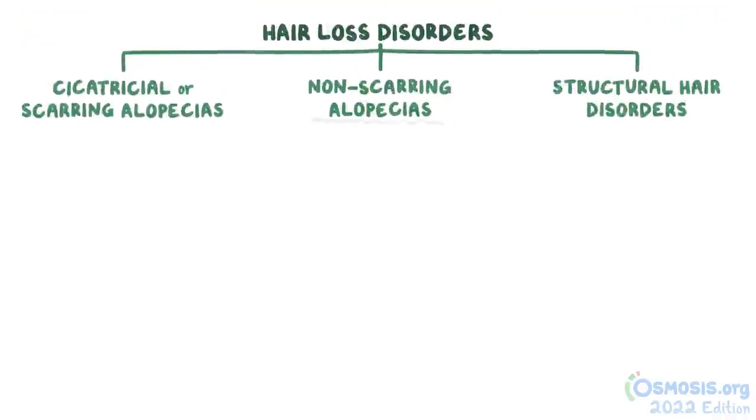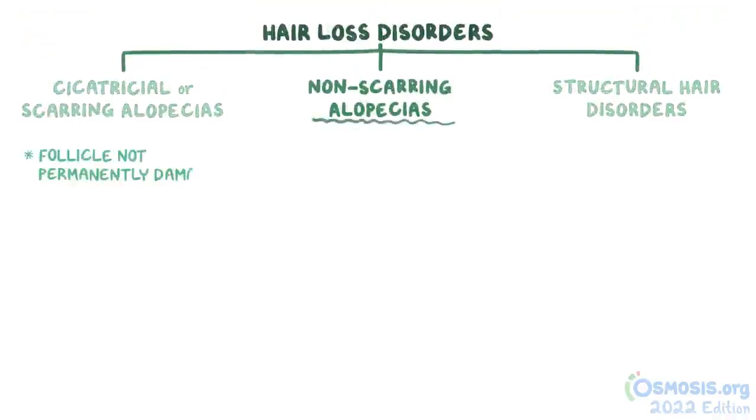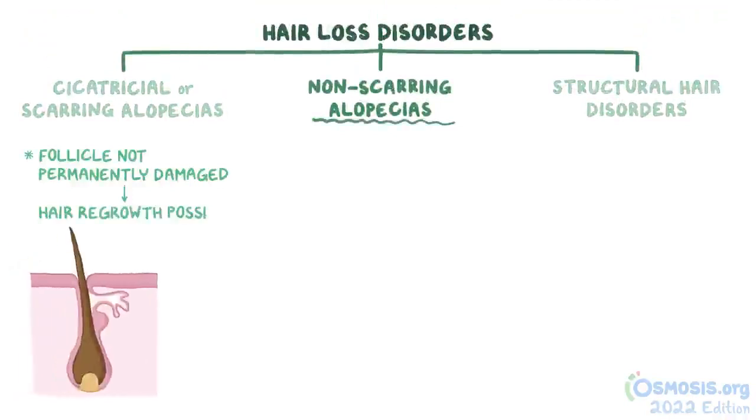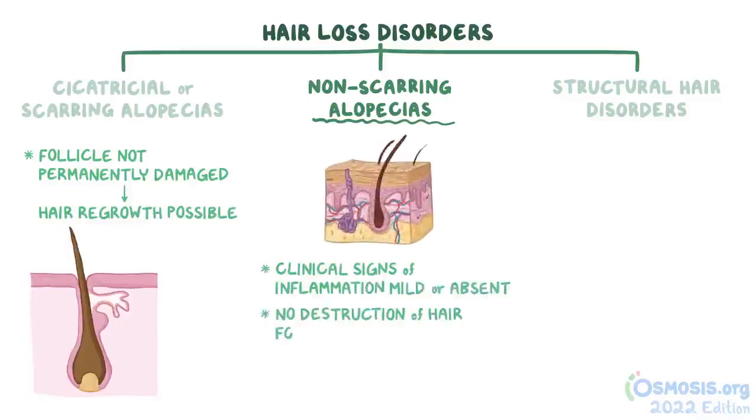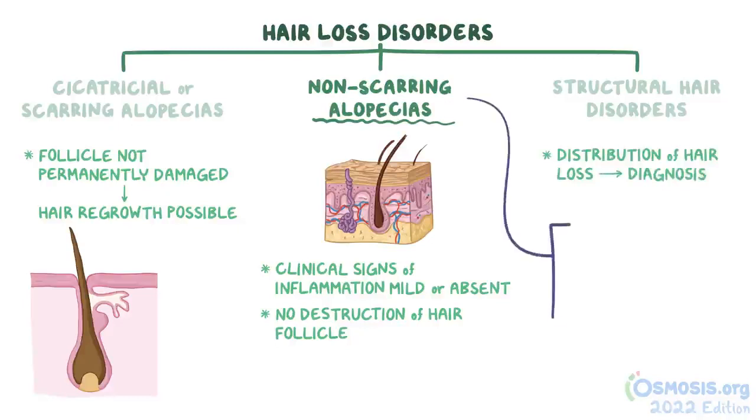Next up, non-scarring alopecias are conditions where the hair follicle is not permanently damaged, so hair regrowth is possible. In non-scarring alopecias, clinical signs of inflammation are usually mild or absent, and there's no destruction of the hair follicle. Recognition of distribution of hair loss is useful for the diagnosis of non-scarring alopecias, subdividing it as focal, patterned, and diffuse.